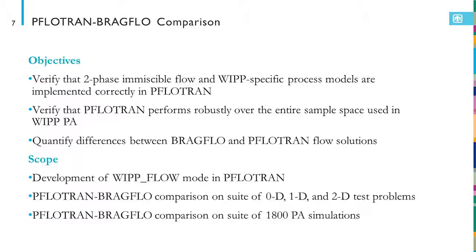So the scope of this comparison involved quite a lot of development work inside of PFLOTRAN. It also involved comparing the two codes on a suite of 0D, 1D, and 2D test problems. Those I will not tell you about at all today. Instead, I'm going to focus on the comparison of the two codes that was done on a suite of 1,800 simulations that are essentially the same flow calculations performed for a WIPP-PA.